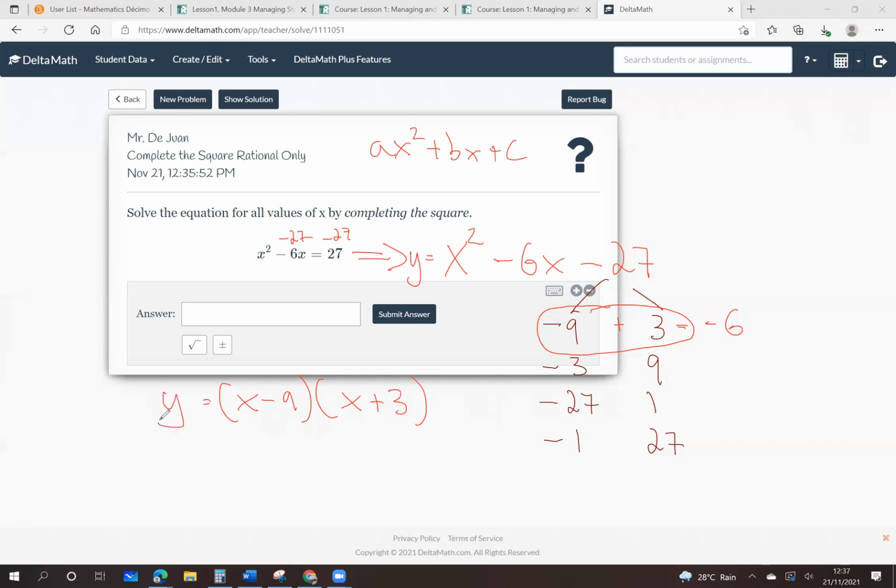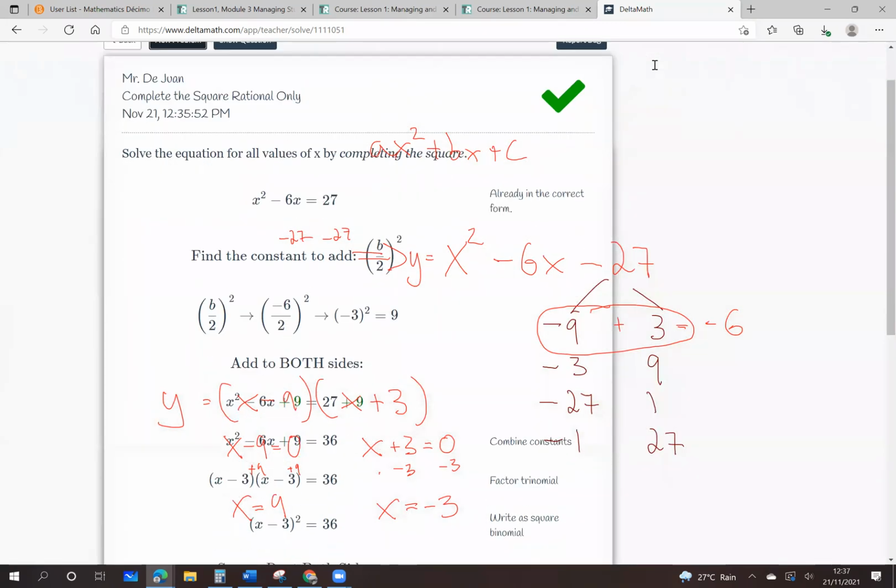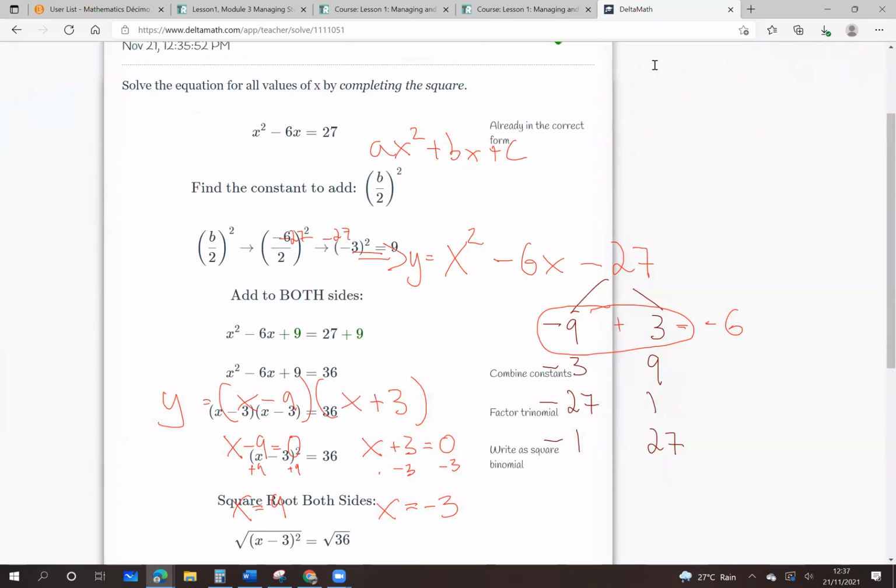That's in factored form. What do we know? That x minus 9 is equal to 0, and x plus 3 is equal to 0. Just balance the equation. X equals 9. Balance the equation. X equals negative 3. So our x-intercepts are as follows: 9, comma, negative 3. You have to use the comma here.